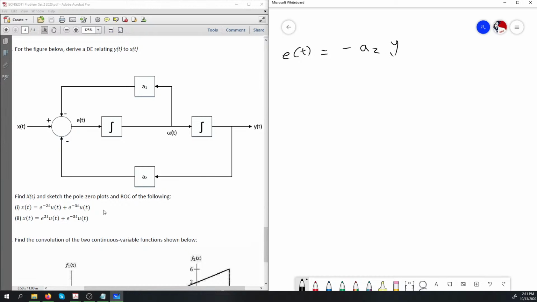So I'm just going to say a2 of y. Then let's watch this part here, which is going to be just positive x of t. And then let's watch this part here, this part we know here is omega of t going back here, so it's going to be a1 omega of t, and the sign here is negative. So it's going to be minus a1 omega of t.